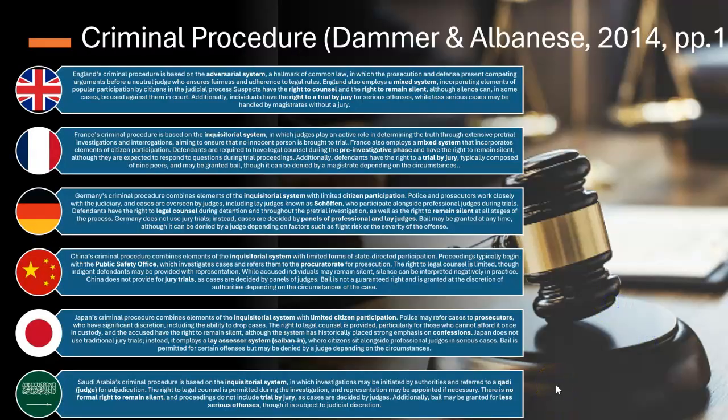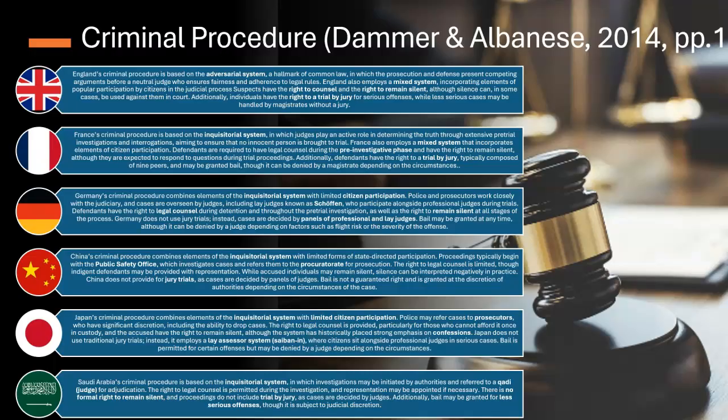English criminal procedure is based on the adversarial system, which is just like in the United States, in which the prosecution and defense present competing arguments before a neutral judge who ensures fairness and adherence to legal rules. Just like the United States, England also has the right to counsel, the right to remain silent, and the right to a trial by jury. However, all the other countries possess the inquisitorial system, in which judges play an active role in determining the truth through extensive pretrial investigations and interrogations.